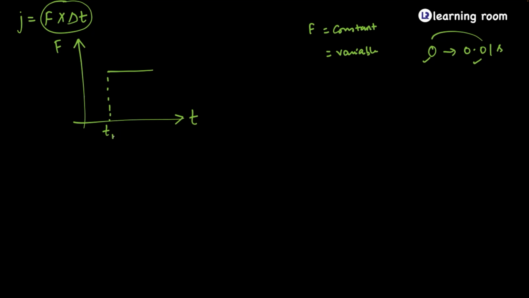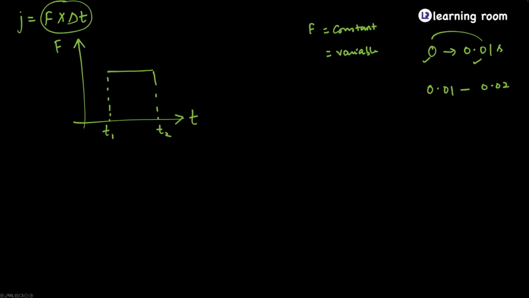For the same time interval, I can take between 0.01 to 0.02 also. What is the time interval? Still 0.01. So it can be between any time interval, but of the same duration. So that is T1. From T1 to T2, what did you do? You kept the force constant.